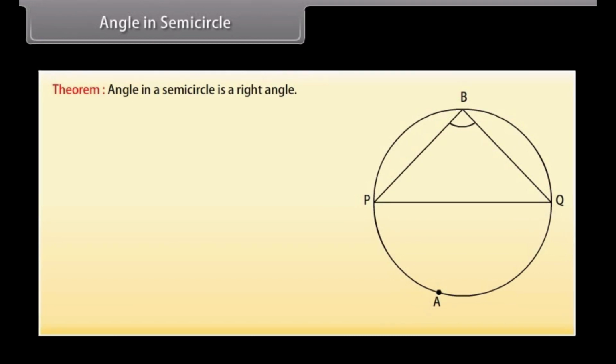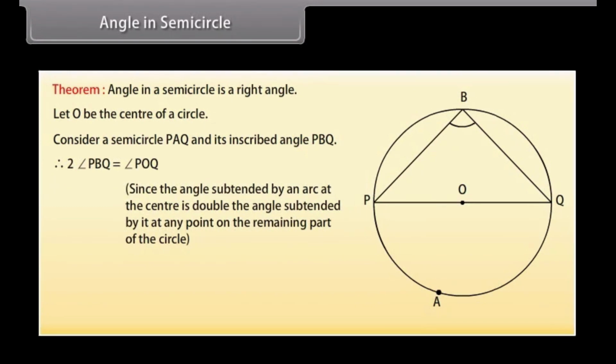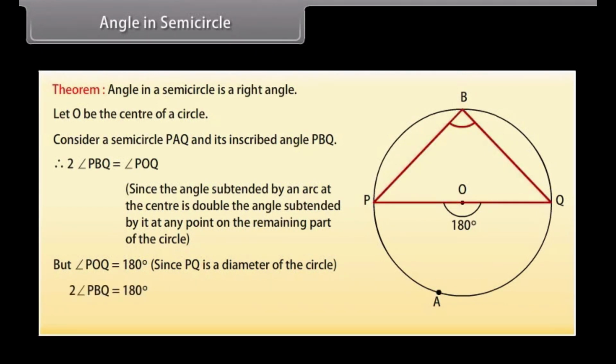Angle in a semicircle. Theorem: Angle in a semicircle is a right angle. Let O be the center of a circle. Consider a semicircle PAQ and its inscribed angle PBQ. Therefore, 2 angle PBQ is equal to angle POQ because we know that the angle subtended by an arc at the center is double the angle subtended by it at any point on the remaining part of the circle. But angle POQ is 180 degree because PQ is the diameter of the circle. 2 angle PBQ is equal to 180 degree. Therefore, angle PBQ is 90 degree.